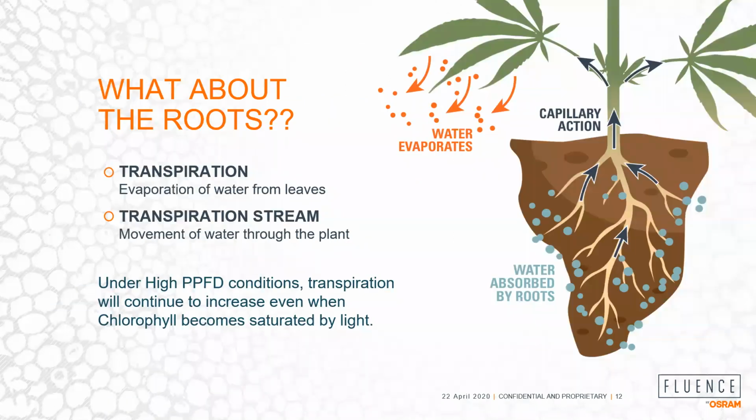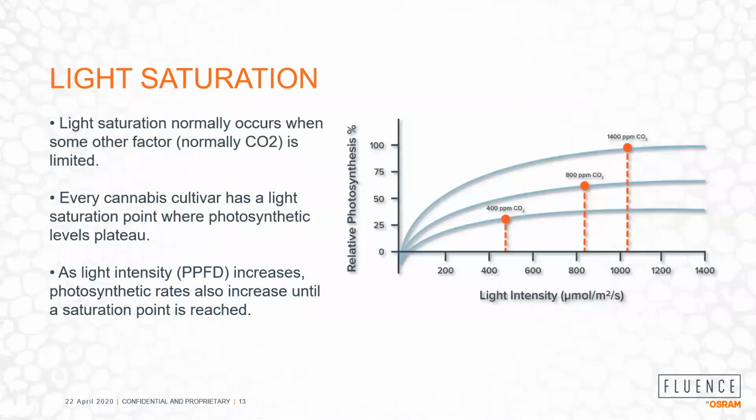So then what's happening below the surface, right? What about the root system? As the plants are receiving more light intensity, they're also receiving more radiative energy from either that light fixture or from the sun. And this causes transpiration, which is the evaporation of water from the leaves. This happens through the transpiration stream, which is the movement of water through the plant, right? So the roots absorb the water, minerals, and nutrients, and transport them through the plant, where they're eventually released through the leaves, called transpiration.